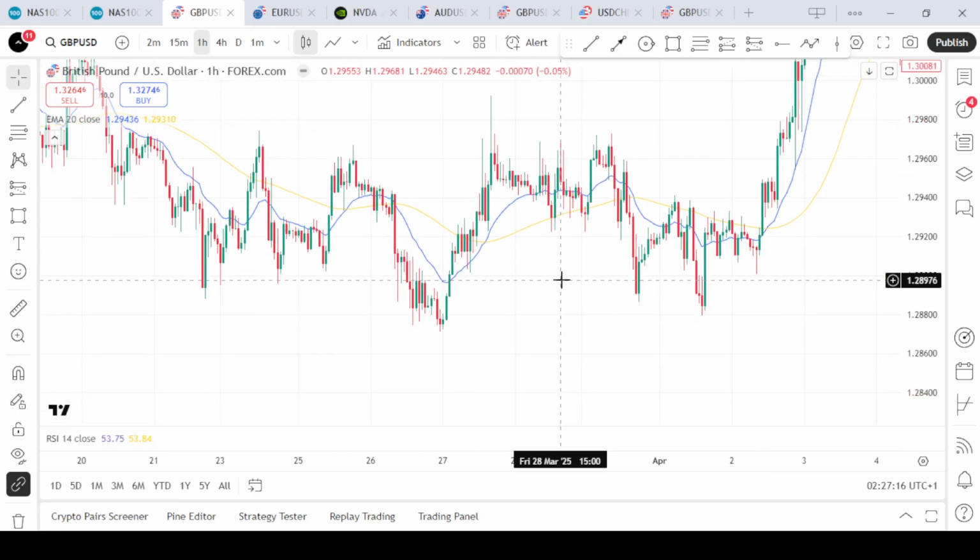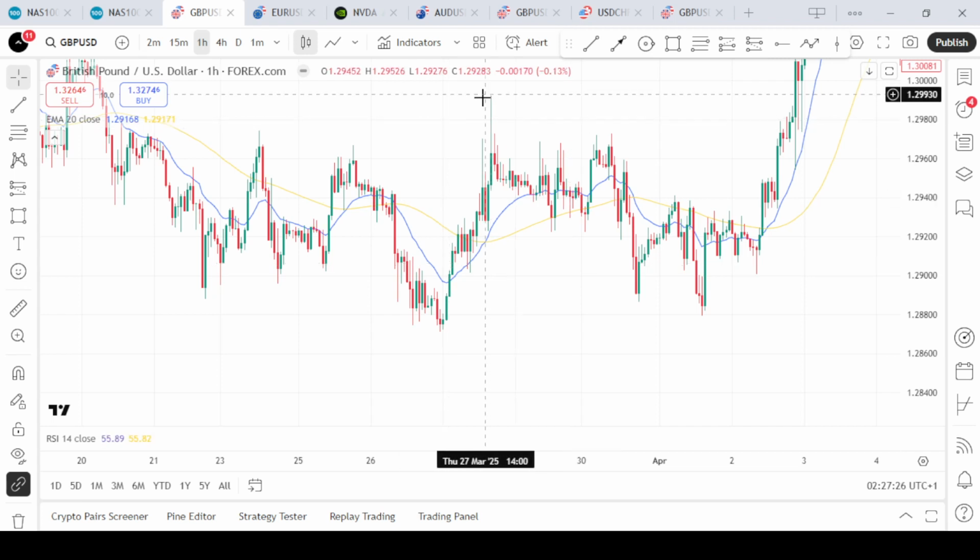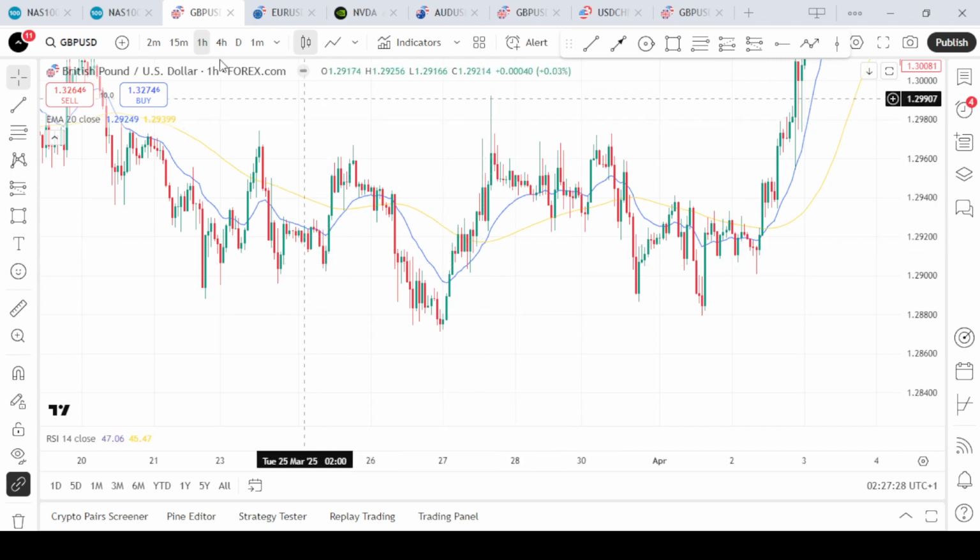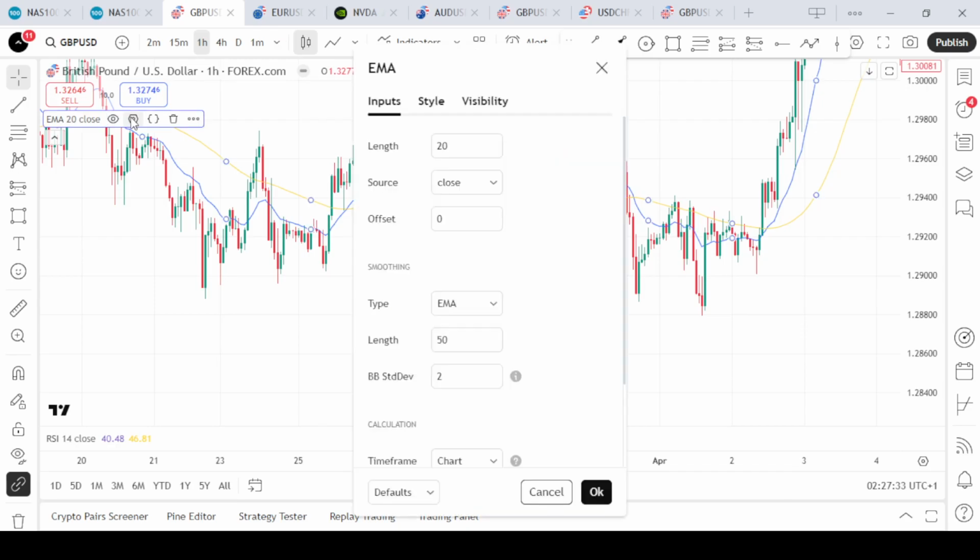To identify the trend, you would have to start by analyzing the market trend using your moving averages. You have to plot your moving averages. You combine the short-term moving average with the long-term moving average, and you use a setting, for example, your 20 period moving average and your 50 period moving average. Your 20 period moving average is your short-term indicator, while your 50 period moving average is your long-term indicator.